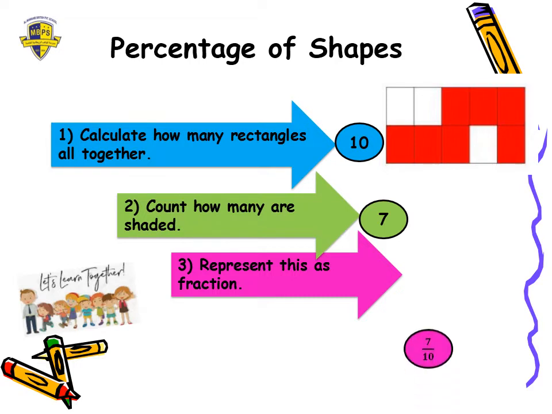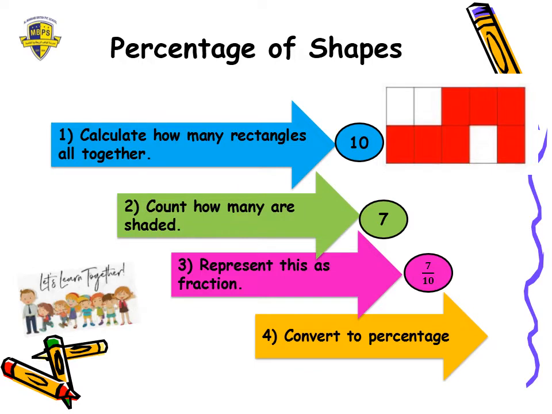Excellent. Now the last one, and this is the most important step, you have to convert this fraction to percent. Write it as percentage. So 7 out of 10, you remember the previous lesson, this is 70 out of 100, or in percent, 70%.